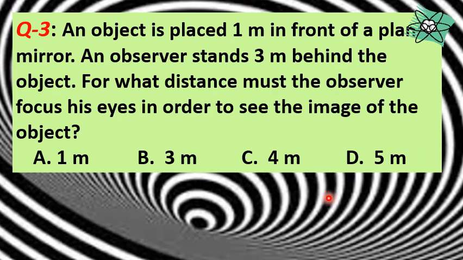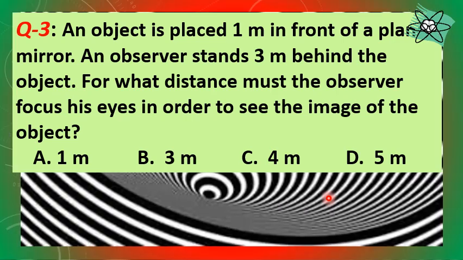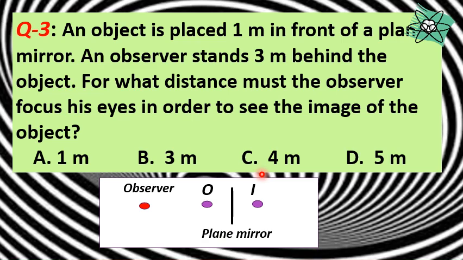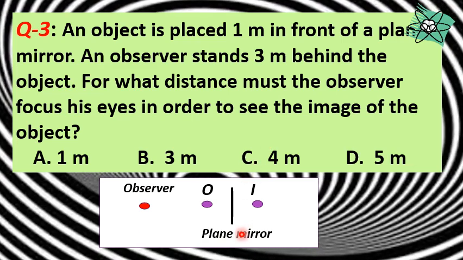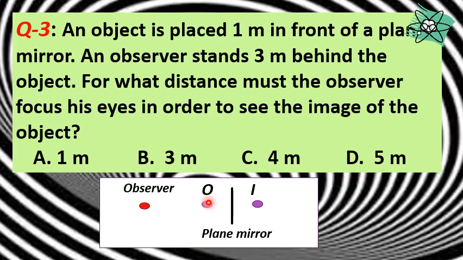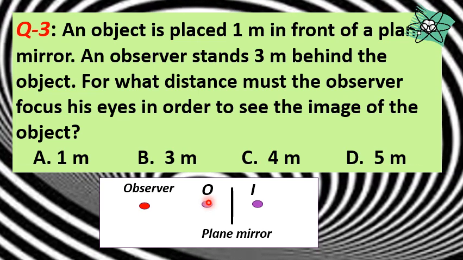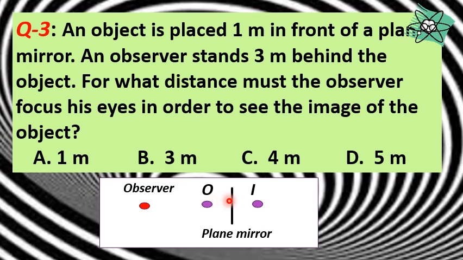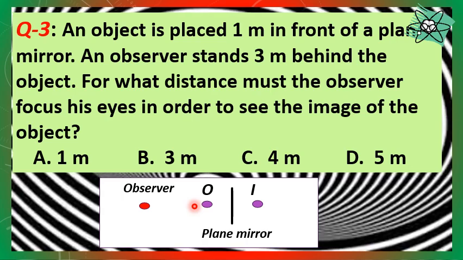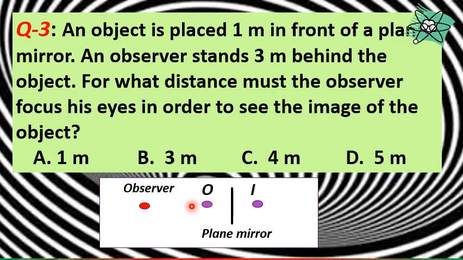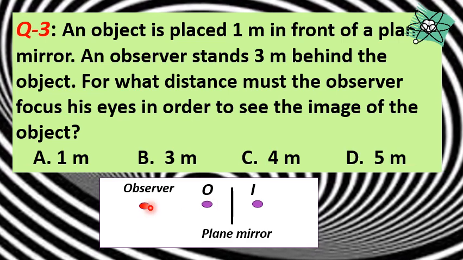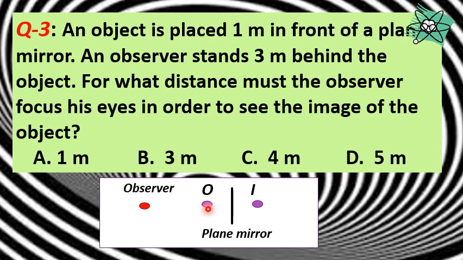So let us first show the diagram. If this vertical line is the plane mirror and this is the object that happens to be 1 meter in front of the plane mirror. So an observer is standing 3 meters behind the object. So the distance between the observer and the object is 3 meters.